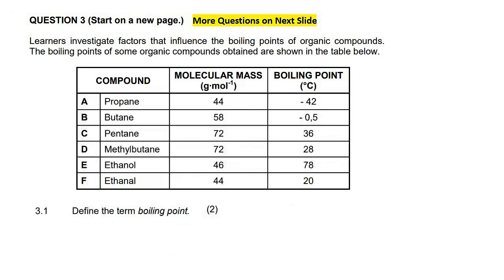And there we go. Learners investigate factors which influence the boiling points of organic compounds. The boiling points of some organic compounds are shown below. So we've got some organic compounds: propane, butane, pentane, methylbutane, ethanol, and ethanol. First question, define the term boiling point. No, you cannot say the temperature when a liquid turns into a gas. However, keep that in mind. It is the temperature when a liquid goes to a gas, but the proper definition is the following.